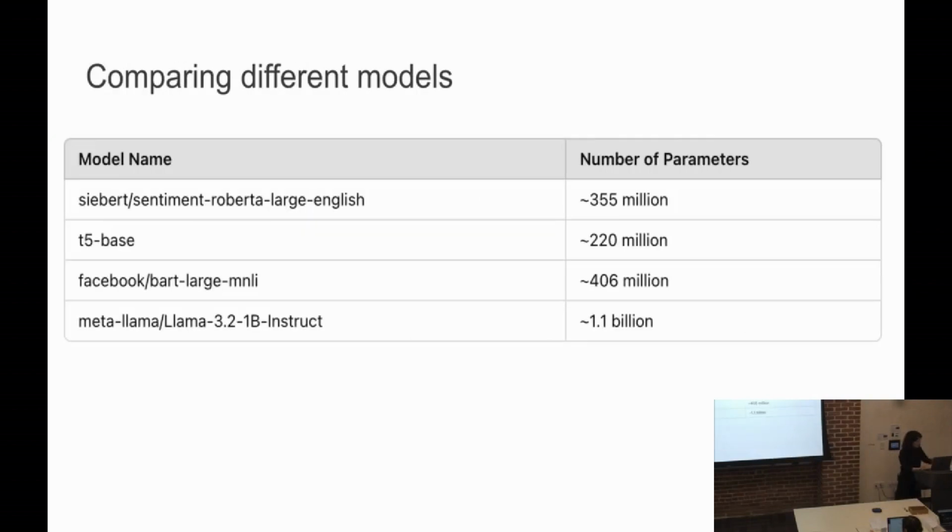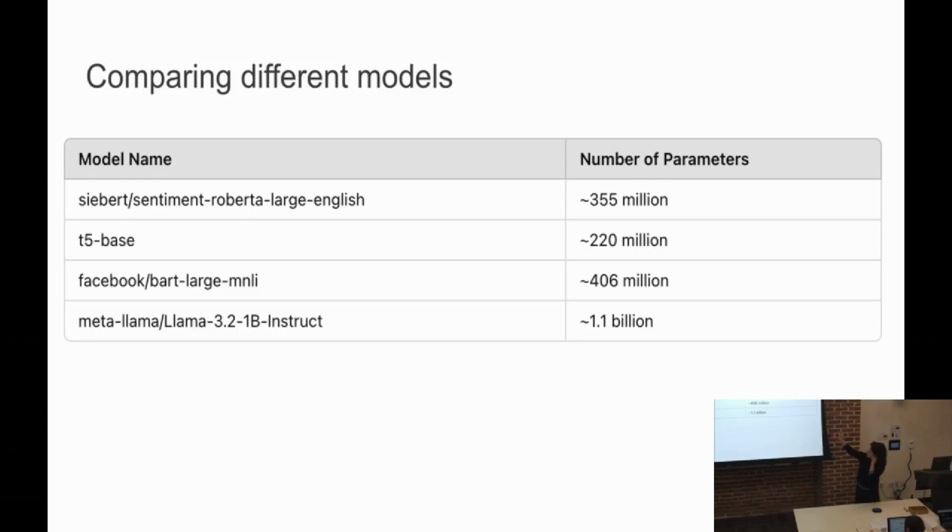So let's talk about these models that we have been using, right? At least I want to tell you a bit about them. How many parameters do they have? Notice that the Llama model is the biggest one, right?